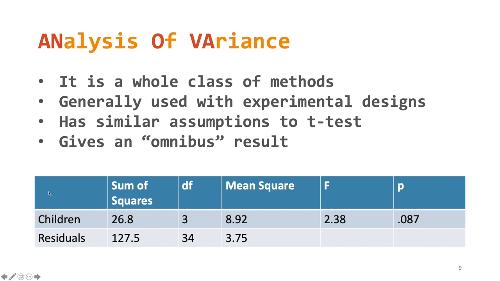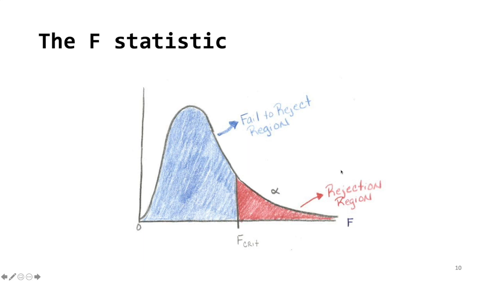The table down here shows us what an ANOVA table usually looks like. So usually we'll have the variable name, and it's going to have a number of numbers. So the sum of squares, your degrees of freedom, the mean square, the F, and the p. As we've done before, the p-value is the exact same thing, but now we're going to be using the F statistic instead of the t statistic to get it. And the F statistic looks like this.